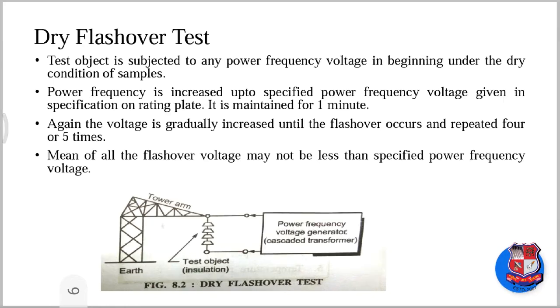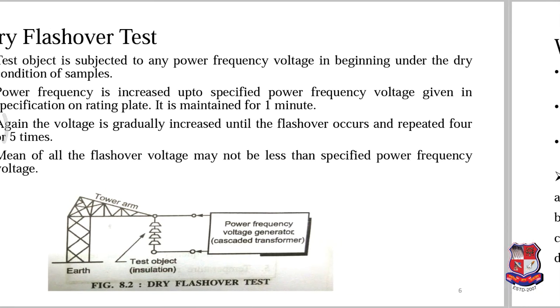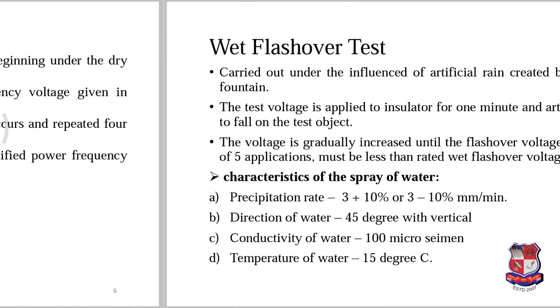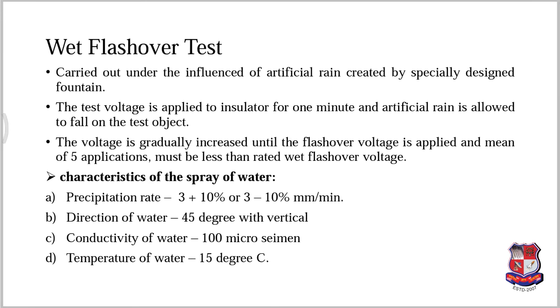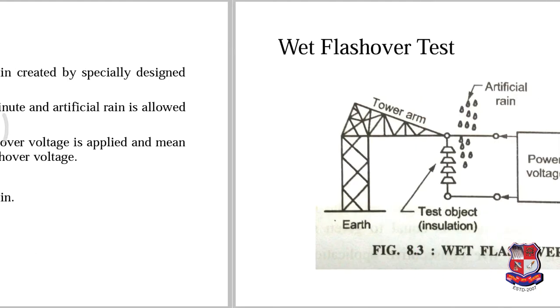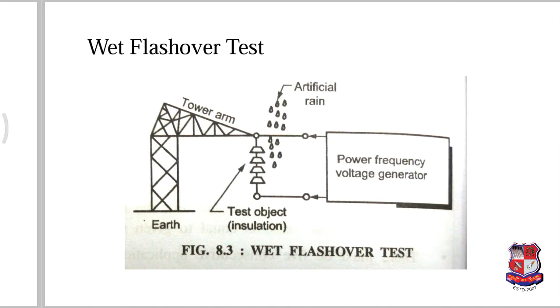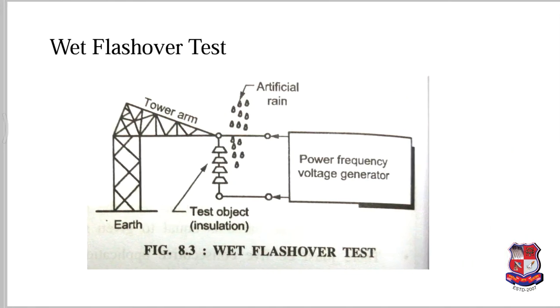Impulse withstand means for how long it will sustain. In this case, the object is subjected to a standard impulse of 1/50 microsecond, whose value is equal to the specified magnitude on the rating plate. In this test, if 5 applications back to back of such impulse on the test object do not cause any flashover or puncture, then the insulator is said to have passed the impulse withstand test, and if 2 out of 5 cause flashover, then the insulator is said to fail.